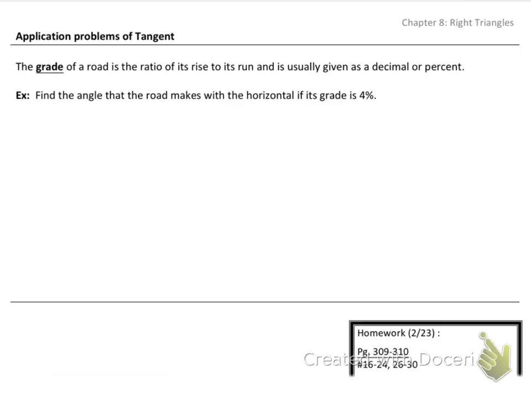if its grade is 4%. So the first thing I'm going to do is draw my road. It's got a grade of 4%. We're just going to say it's going uphill. So I have a road going uphill. And it says, what is that versus a horizontal road? So this is my 4% grade versus if my road would go straight. Well, that actually creates a 90-degree triangle.